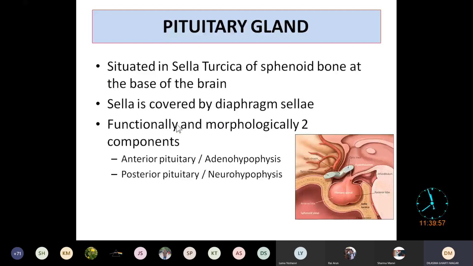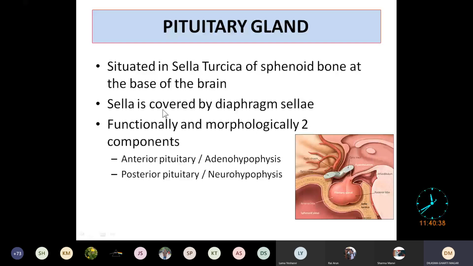So now we'll come to the pituitary gland. This I have already mentioned to you. This pituitary gland is situated in the sella turcica of the sphenoid bone, at the base of the brain. The first picture I showed you was the base of the skull, isn't it? In the base of the skull, the brain base will remain there, and the pituitary gland is there in the sella turcica of the sphenoid bone. And this pituitary gland is covered by the diaphragma sellae. Do you know the meaning of diaphragma sellae? So the sella is covered by the diaphragma sellae.